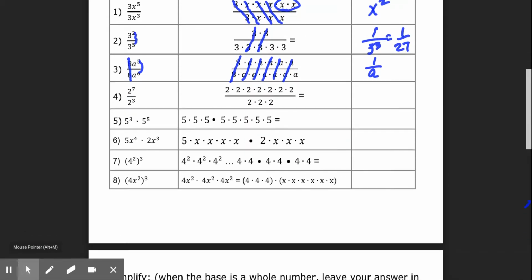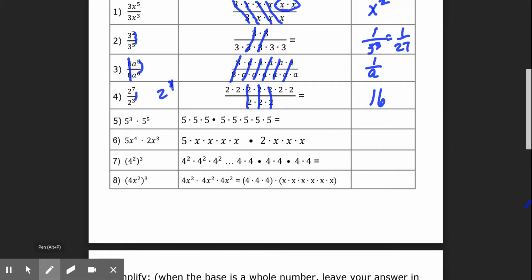Number 4, we have 2 to the seventh divided by 2 cubed. So again, I have this in expanded form, so you can cancel out 3 pairs of 2's. So that leaves me with 2 times 2 times 2 times 2. So 2 times 2 is 4, 4 times 2 is 8, 8 times 2 is 16. And if we did this without the expanded form, you could subtract 7 minus 3 and get 4. So basically that would look like 2 to the fourth power, which is what we ended up with.